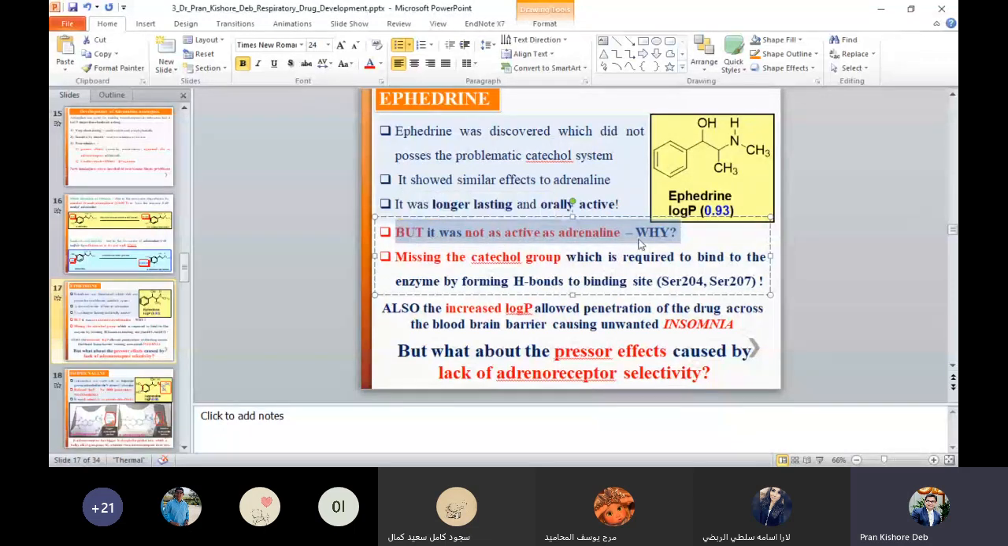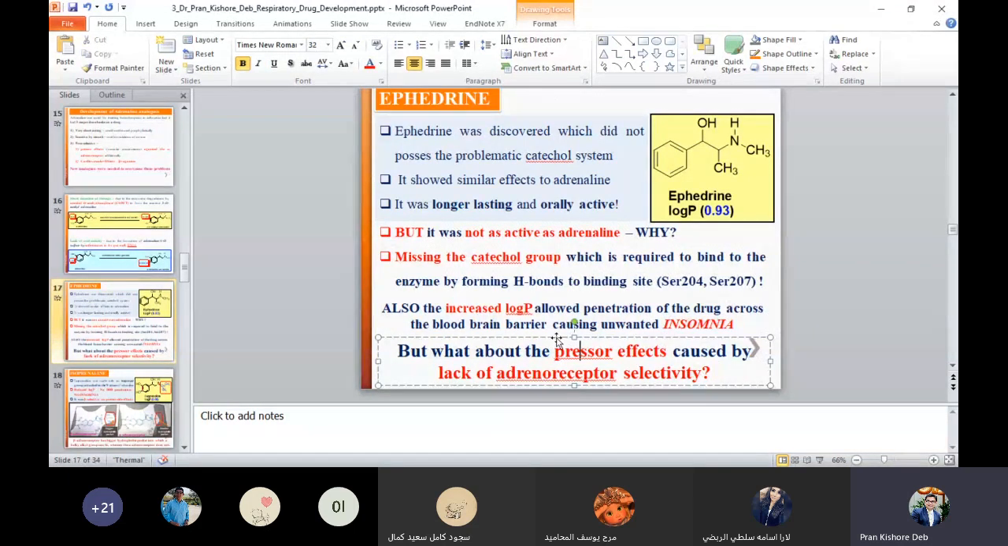It is not as active as adrenaline because of the lack of catechol OH, which was required to form important hydrogen bonding interactions with serine 204 and 207. Also, increased lipophilicity allowed the penetration of the drug across the blood-brain barrier, which resulted in insomnia.